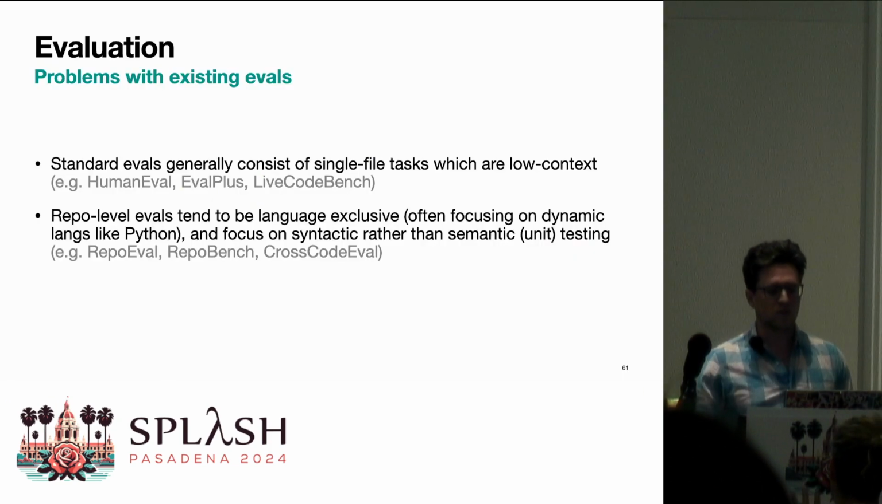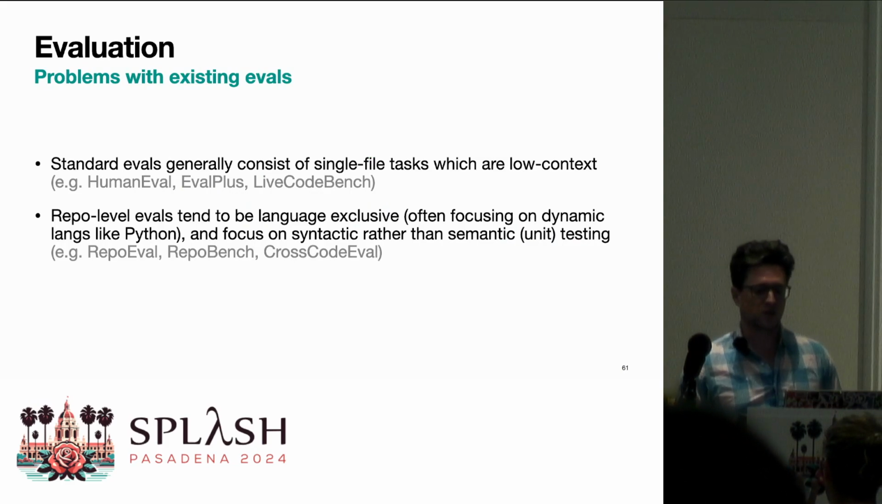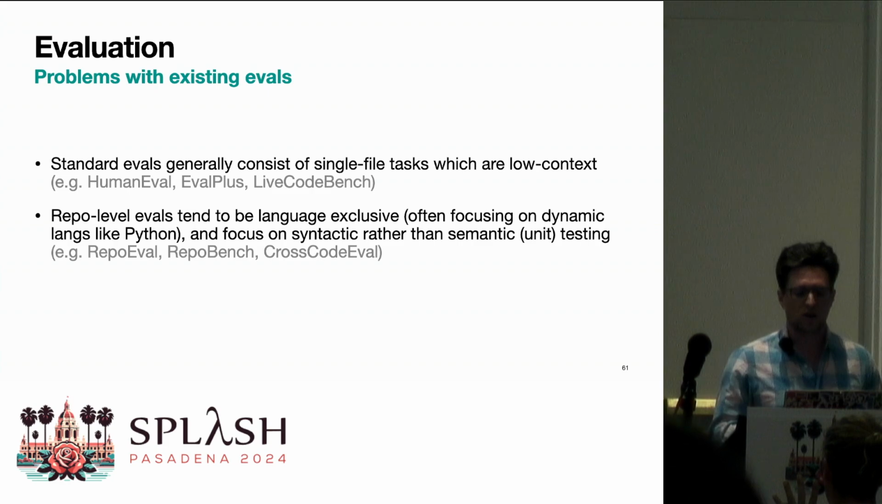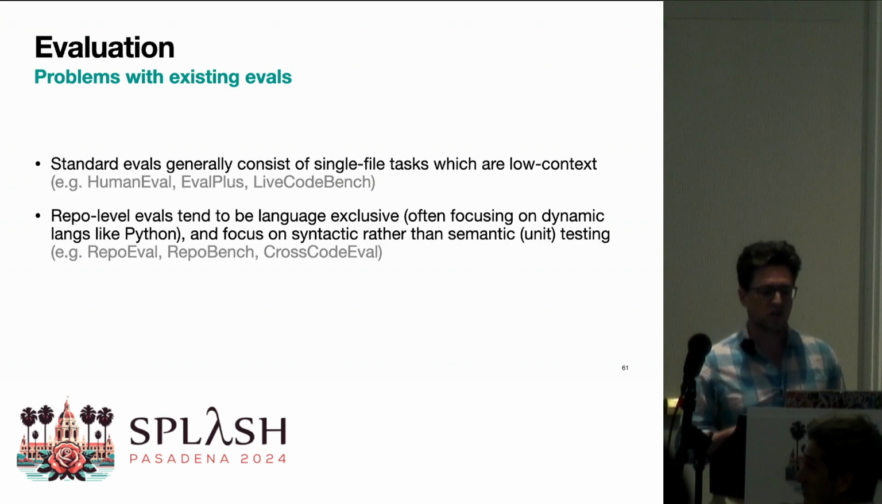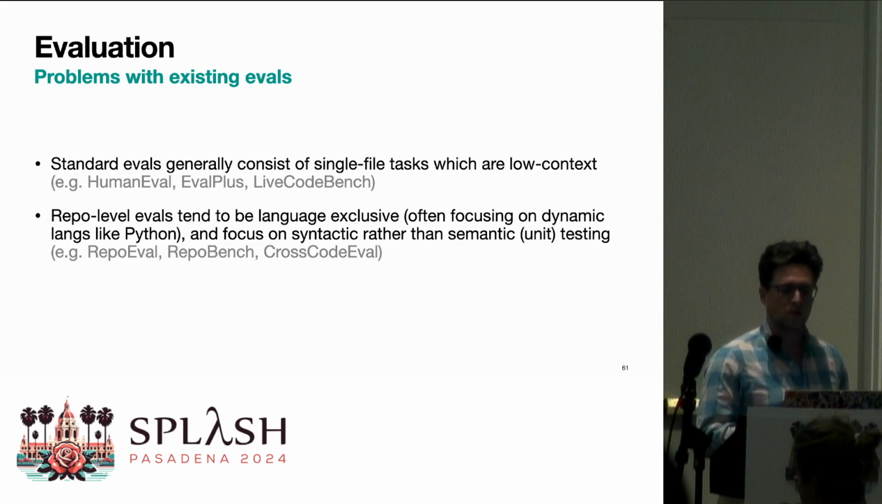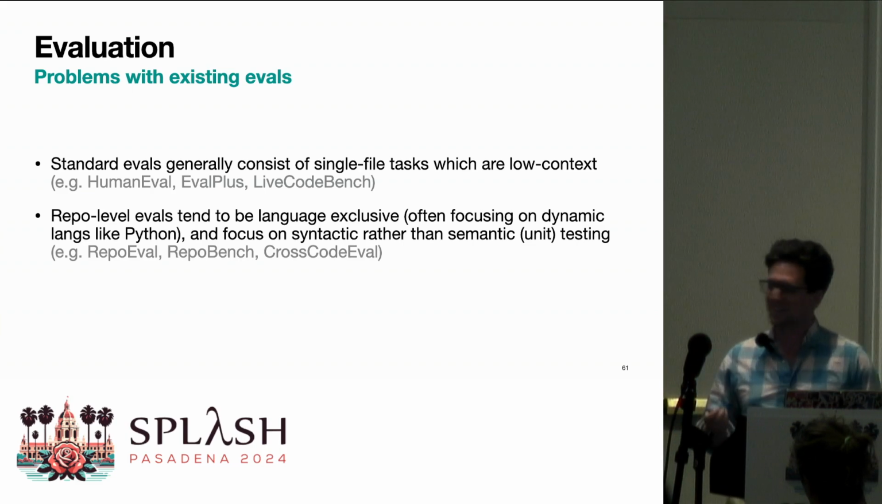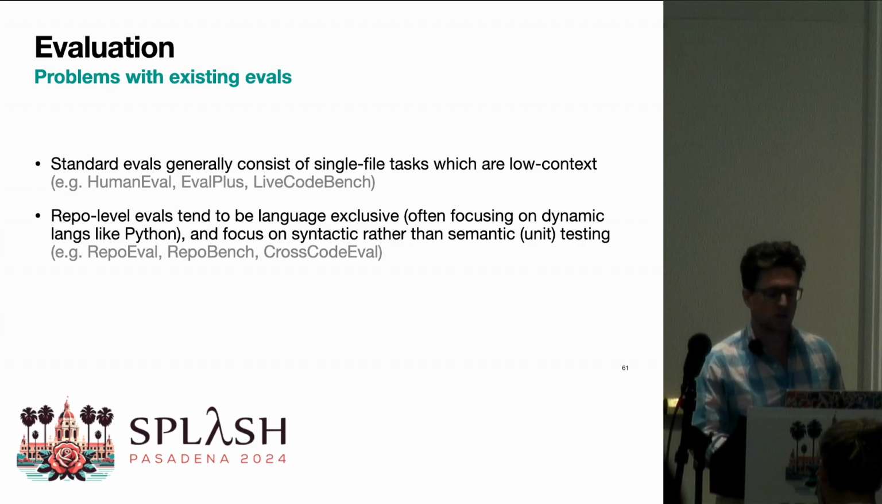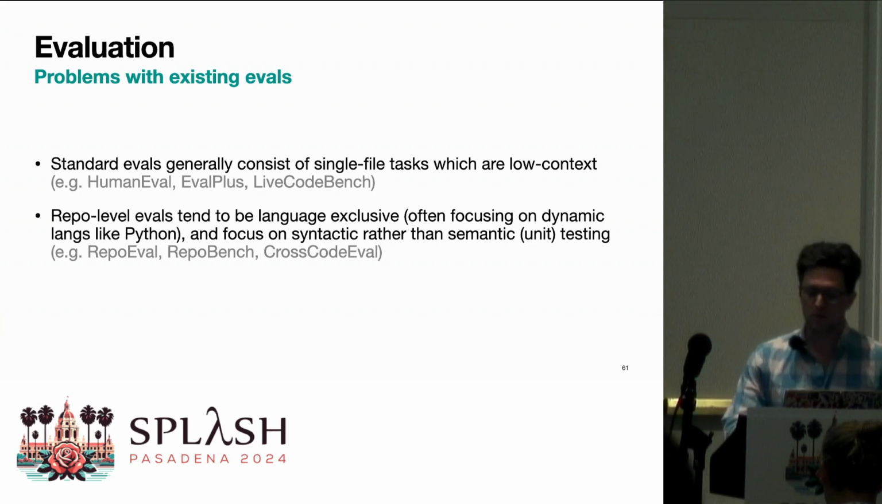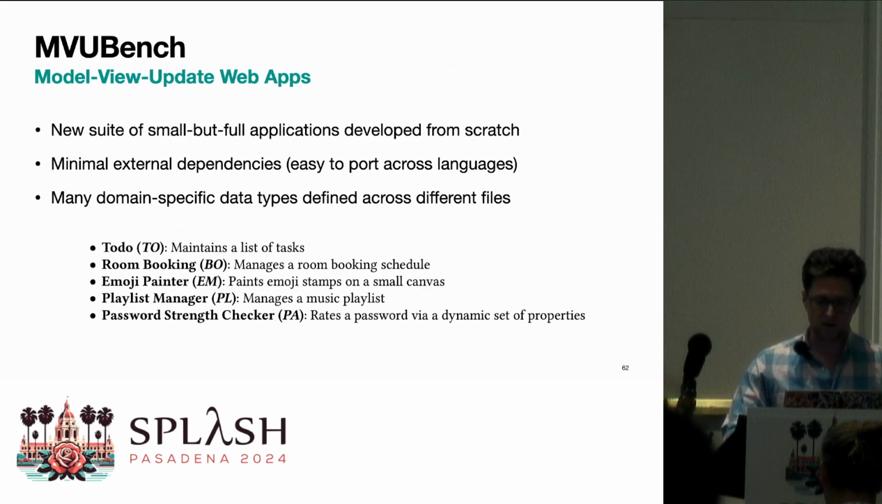Now, it turns out that most current evals in this space consist of single file tasks which are low context, in that they only require built-in or standard data types, making them ill-suited to evaluate static contextualization. Now, there are some emerging repo-level evaluations, but these tend to focus on dynamic languages, such as Python, as seen in the last talk, and these often depend on specific hard-to-port libraries within those ecosystems. Also, these often don't include unit tests and instead use things like lexical edit distance to a reference solution as a proxy to judge correctness.